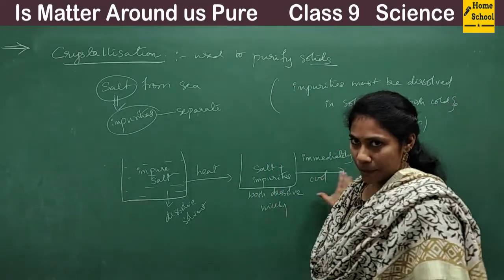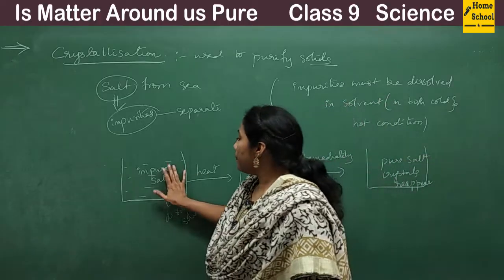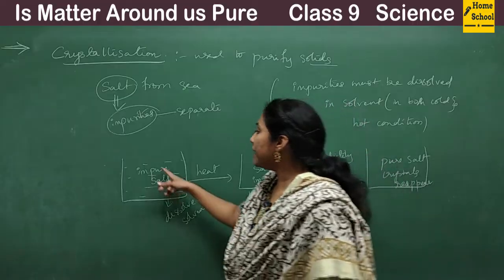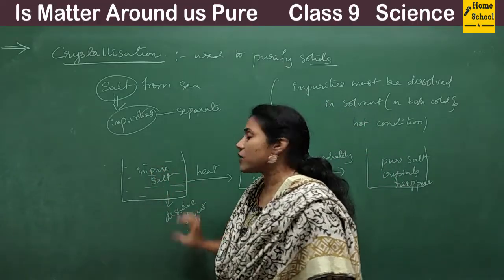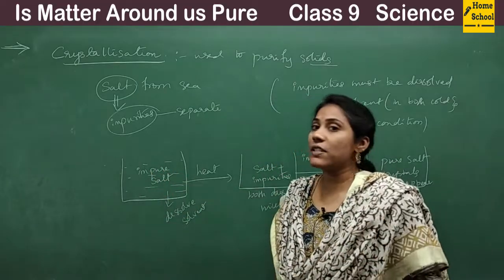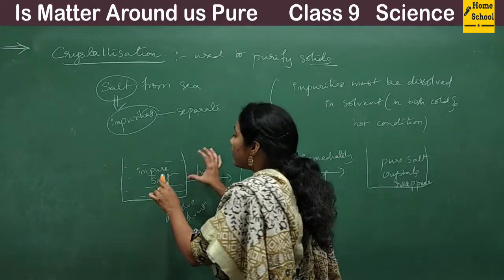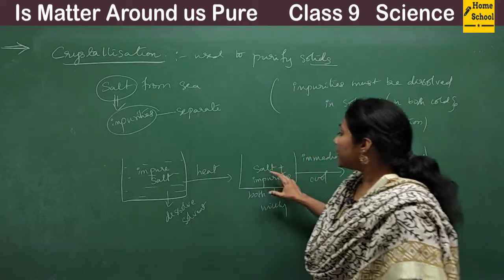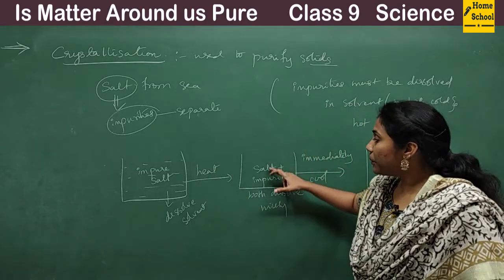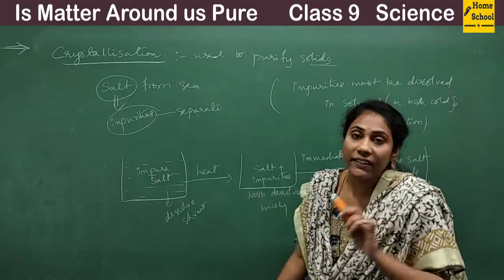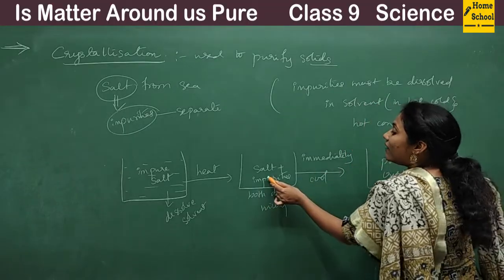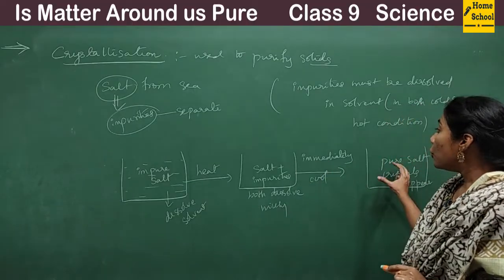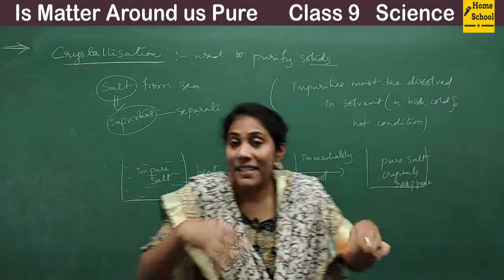So let me summarize the process we have done. Impure salt is there. My target is to remove the impurities. So I took that impure salt and dissolved it in a solvent. Selection of solvent is very important. On heating, both pure salt and whatever impurities are there must dissolve very nicely. Immediately, I will allow this to cool. On cooling this solution, only salt crystals must reappear.